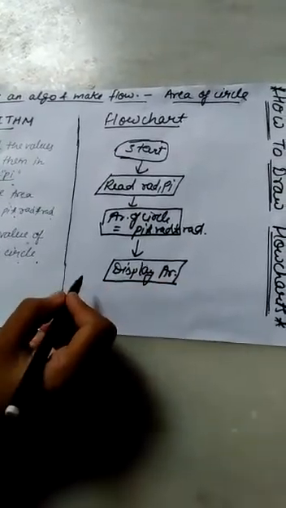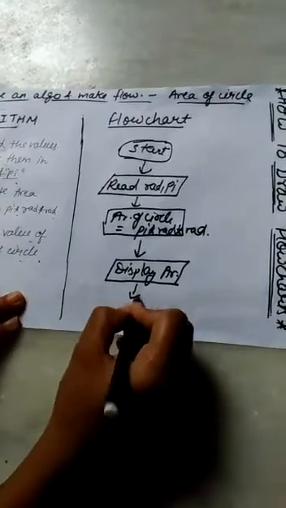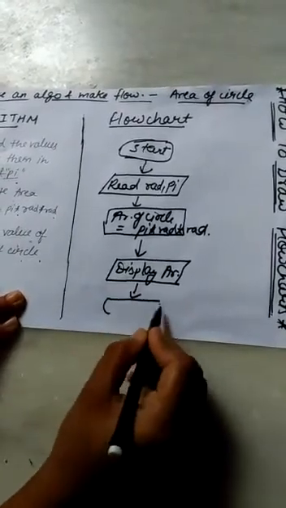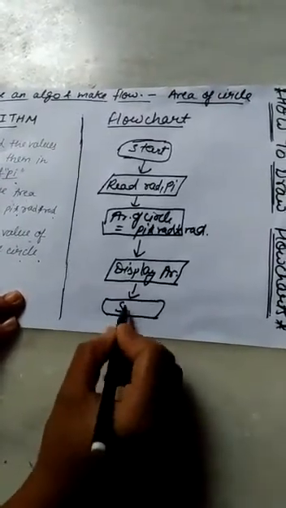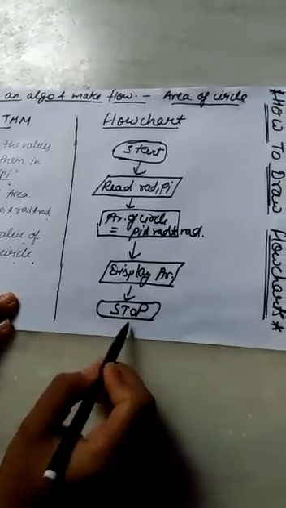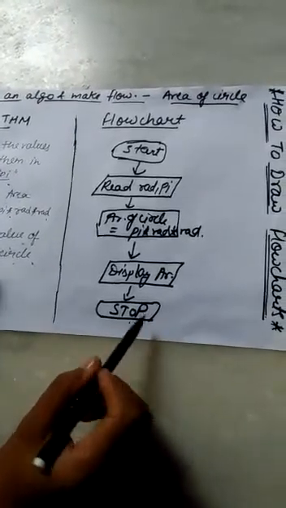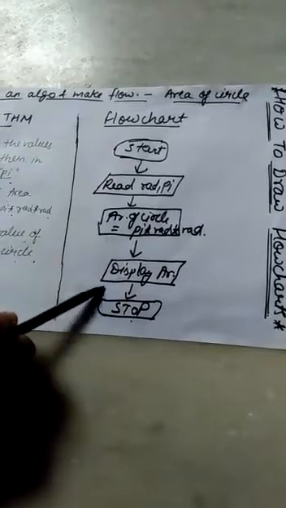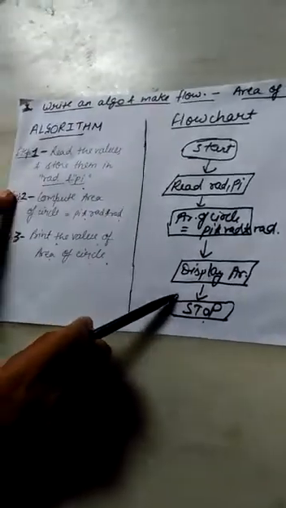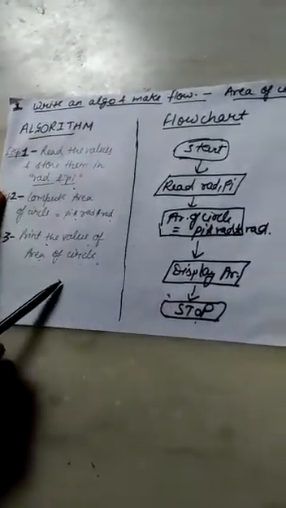And now we are done with all the steps. So finally we will stop it. And how are you going to stop? As you have done the starting, okay, so it will be stopped over here. This is the flowchart to find out the area of circle, and this is the algorithm.